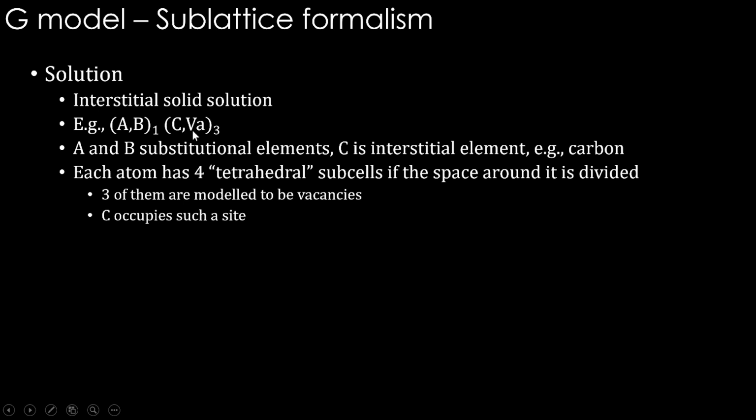Va stands for vacancy. If that is the case, we can model it like this. This C can be any interstitial element here. Okay, so A and B are substitutional elements, C is an interstitial element, for example carbon. Okay, so now why do we have 1 here and 3 here?